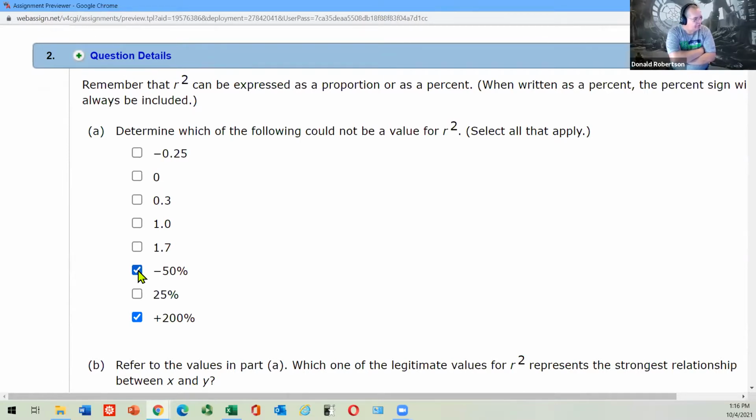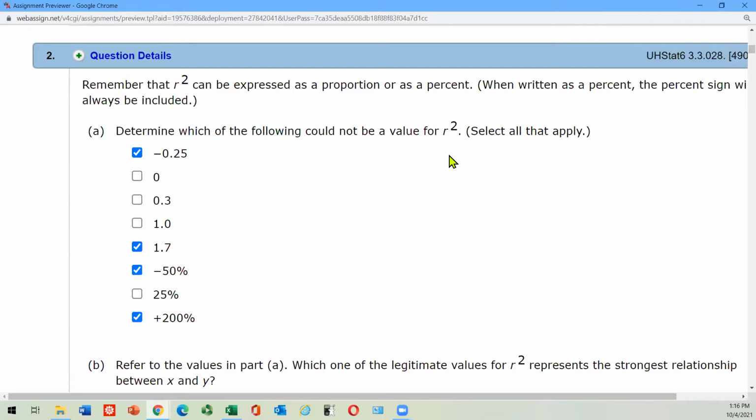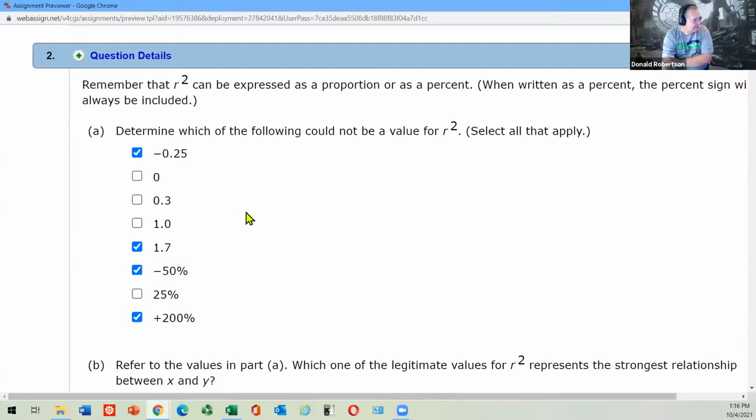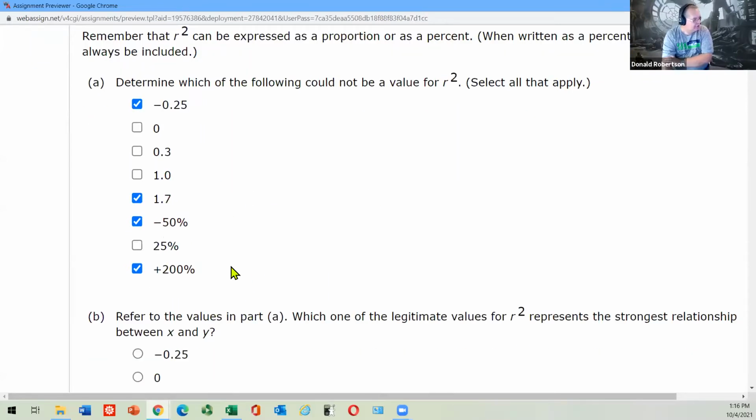Who are you going to kill off in the decimals? 1.7, for R squared. Yeah, and what else? Negative 0.25. Agreed. Now, isn't negative 0.25 okay for an R value, but not okay for an R squared value, right? So there is a difference between what you can get in each situation. Now, this one here refers back to these. So looking at these ones here, which are the legitimate values? So that means only these four, right?